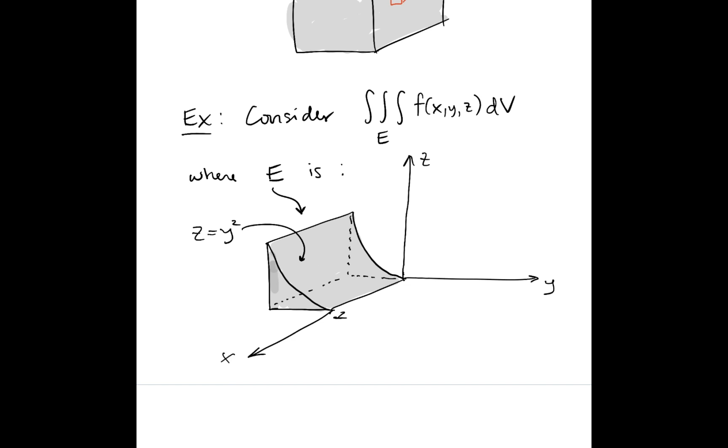Z equals y squared. And back here, this is y equals -1. Back there, this is z equals 1. So that z equals y squared, remember, that's a taco shell like this.